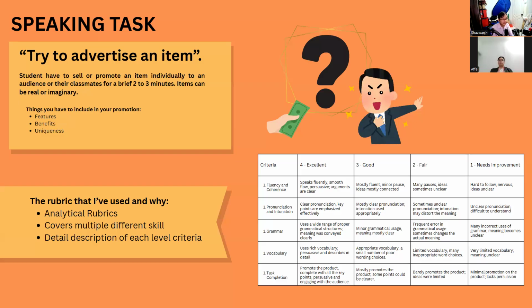So essentially, as I previously mentioned, they have to include the 3 things in their promotion: features, benefits, and uniqueness. This is very much needed inside their first category, which is fluency and coherence. Wait, no, sorry. Inside task completion, which is the last one, it includes promoting the product completely. If they miss 1 or 2 of the items, they will get lower marks, from 4 to 3, or maybe 2, or maybe 1, depending on it. And that is all from me. Thank you.